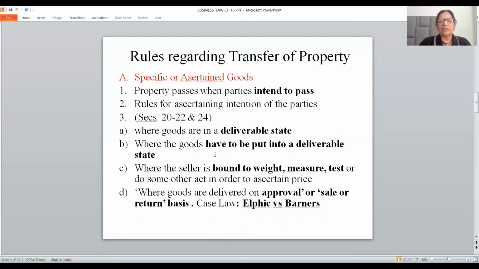Specific goods are those which are identified and agreed upon by the buyer and the seller at the time of formation of contract. The buyer is very clear in his mind.